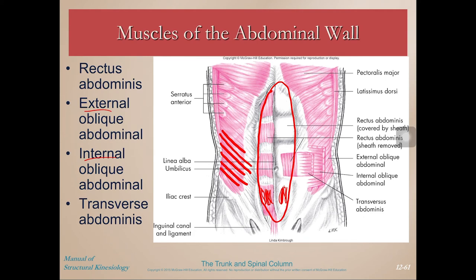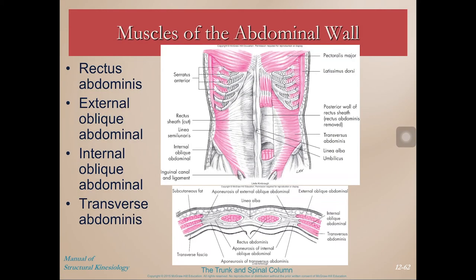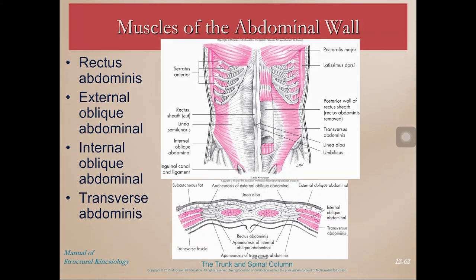And then your internal oblique runs the opposite way. It kind of runs this way. And then your transverse abdominis is underneath those. It's deep to those, and it's running transverse. We're going to take a look at all four of these. Here you can see this cutaway: external oblique, internal oblique, transversus abdominis, and rectus abdominis.